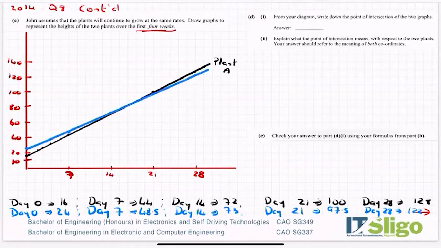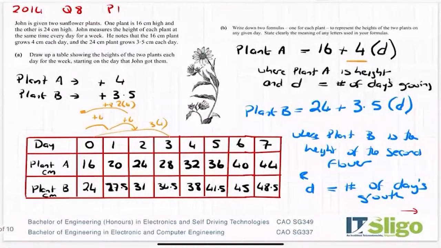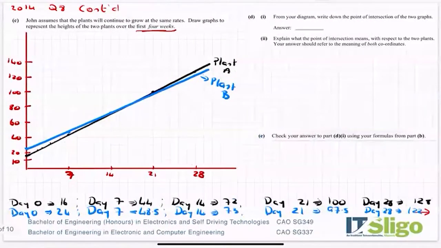Obviously now yours on paper is going to look a lot better than my one does on a digital screen, because it doesn't allow me to be that accurate. But it's good enough to show you the concept of what the question should be. Okay, so John assumes the plants will continue to grow. Draw graphs to represent the height of the 2 plants over the first 4 weeks.